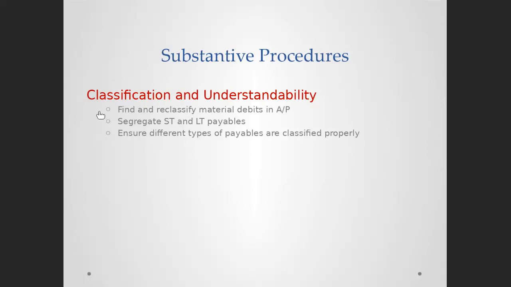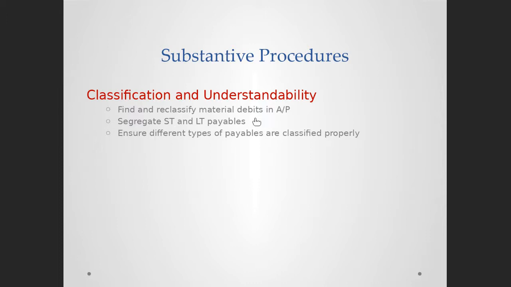Classification and understandability. Find and reclassify material debits in accounts payable. The accounts payable account should either have a credit or it should be zero. There should be no debits, right? You should not pay the supplier more than what you're supposed to pay. So if there is a debit in accounts payable, then there is a possibility that it is an error. And the client should be given journal entries to make, to move those debits away from the accounts payable to the right account. All right.